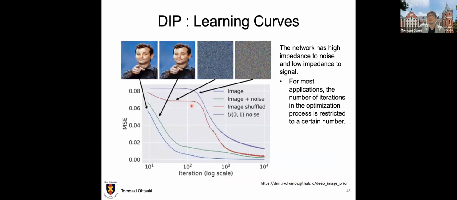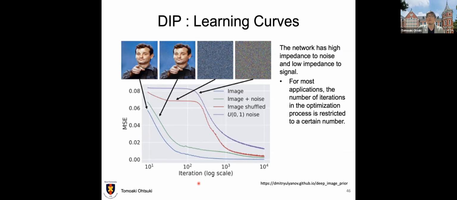This represents the learning curves for each image, MSE versus iteration. This one is the learning curve for this image. This one is a bit noisy, but still like this. But the other two are just like noise. So you can see the large difference in the behaviors of the learning curves.